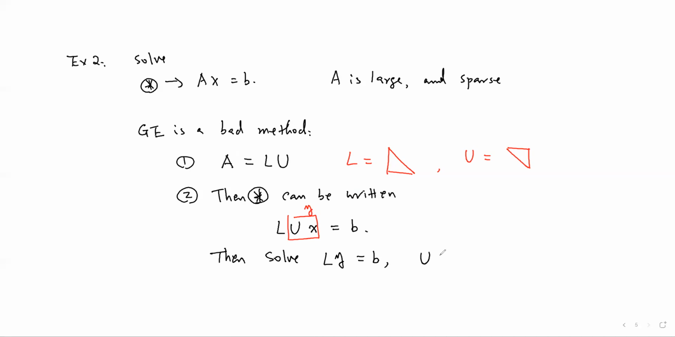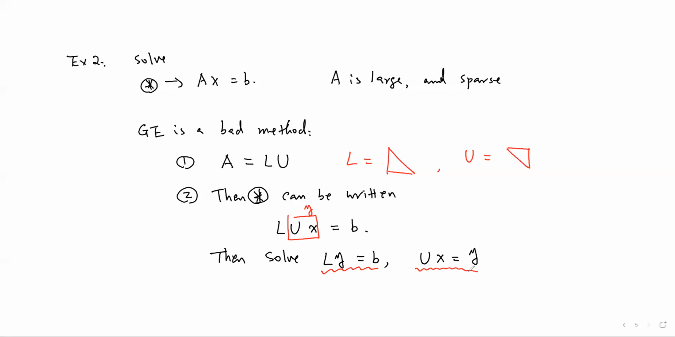Then after I get Y, I solve this linear system. Lower triangular linear system, we can solve it by forward substitution. Very fast. Upper triangular linear system, we can solve it by back substitution, also very fast. These two steps together is Gaussian elimination.